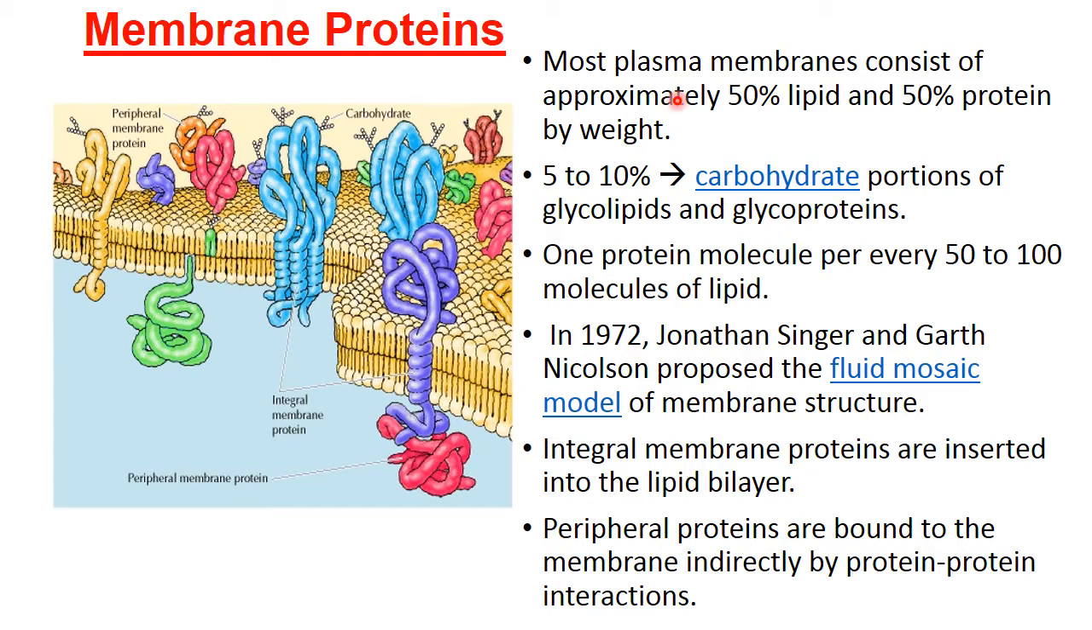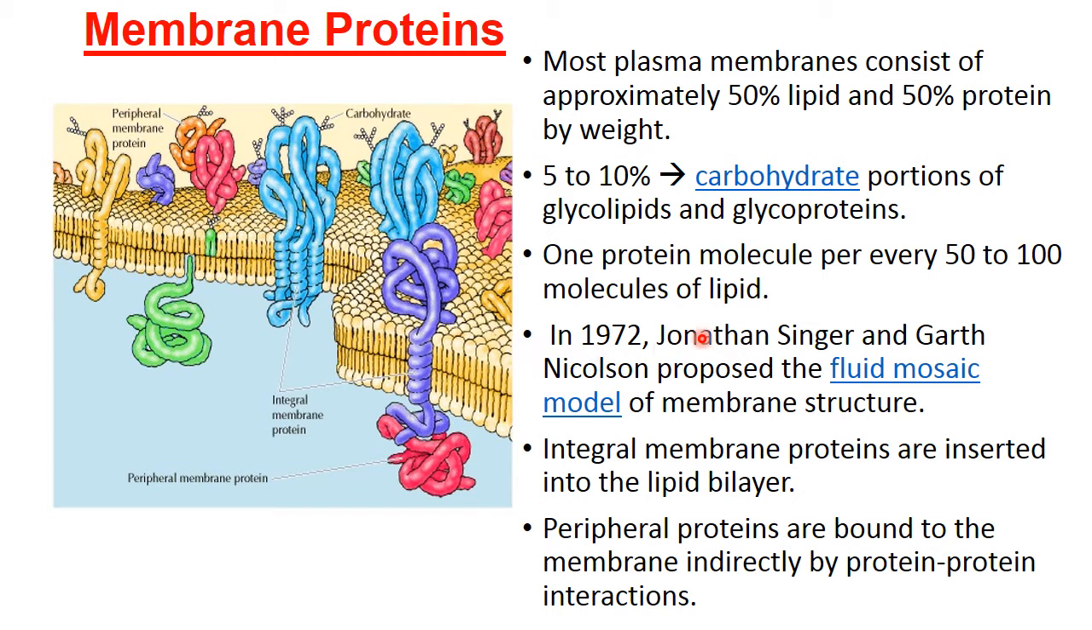Most plasma membranes consist of 50% lipid and 50% protein by weight. Carbohydrate, in the form of glycolipids and glycoproteins, makes up 5 to 10%. Glycolipids and glycoproteins are both carbohydrate molecules. A protein molecule is larger than a lipid molecule, so one protein molecule is equal to every 50 to 100 molecules of lipid.